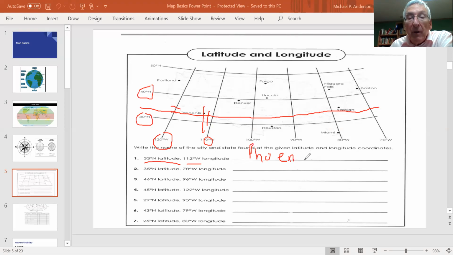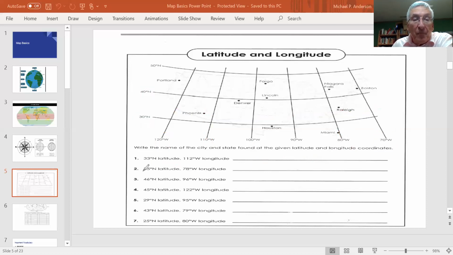It's hard to write with a mouse. Okay, so Phoenix. It's not Raleigh over here. Raleigh's pretty close to 33 degrees north, but the longitude is much different. Here we're looking for 112. Raleigh's between 70 degrees west longitude and 80 degrees west longitude. Okay, let's take a look at the next one.